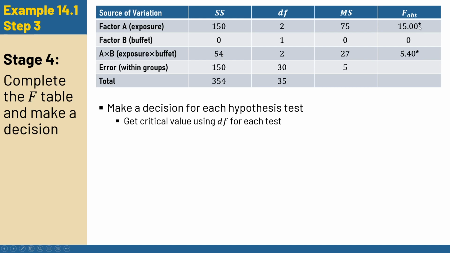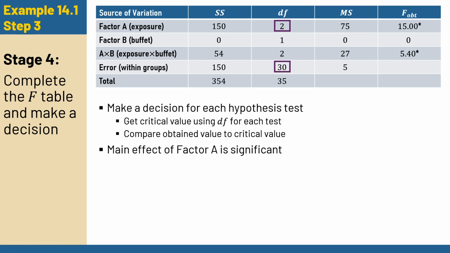I'm telling you that because this isn't a stats program telling us. If we just ran Jamovi, for example, and we saw this, that's what we could interpret right off the bat. Here, though, since we are doing this by hand, we need to make decisions for each. So we get a critical value, and then we compare the critical value to the obtained value to determine if we should reject or retain the null hypothesis.